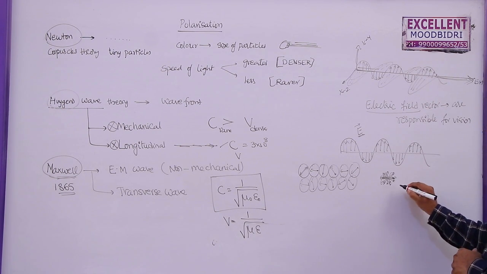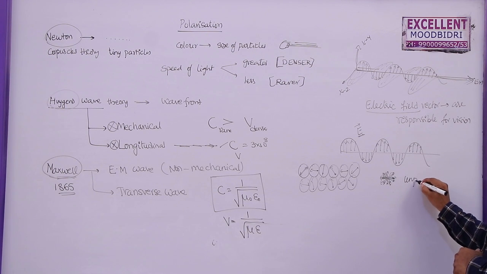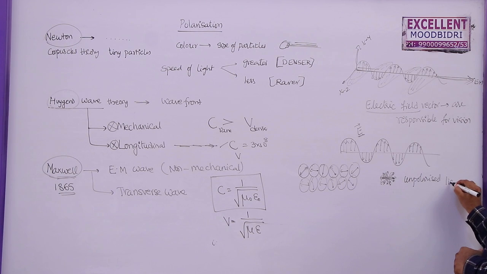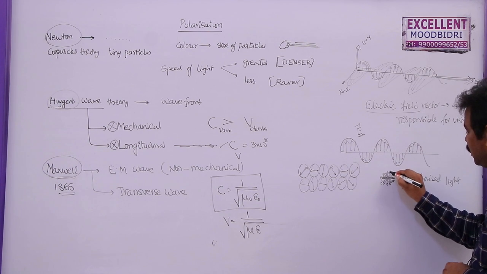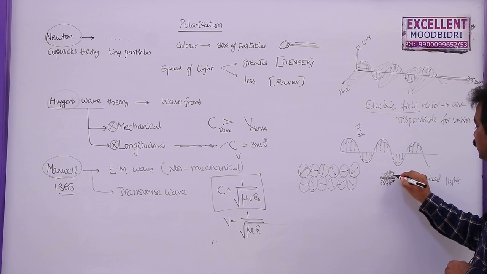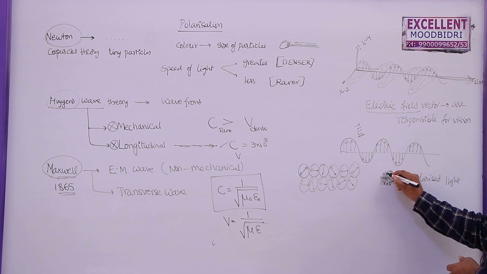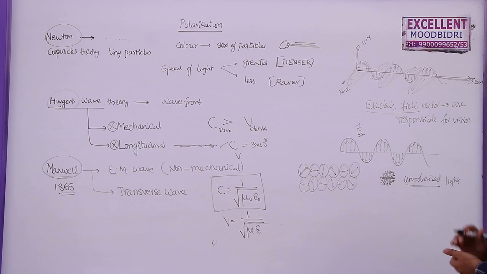So this is how you can represent unpolarized light. This is called unpolarized light. So what is meant by unpolarized light? The light in which the vibrations are possible in all possible directions. So this is called unpolarized light.